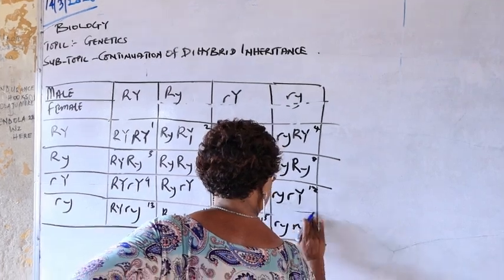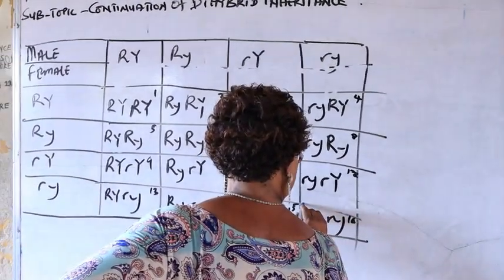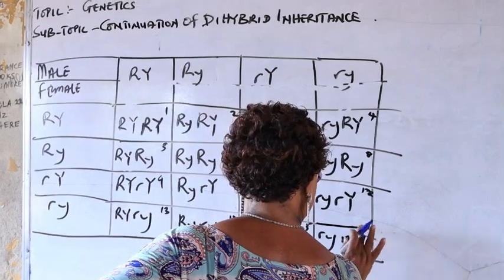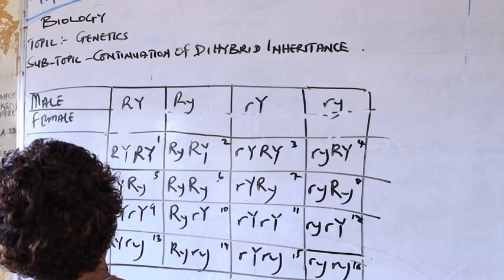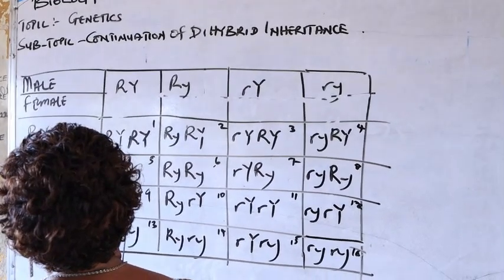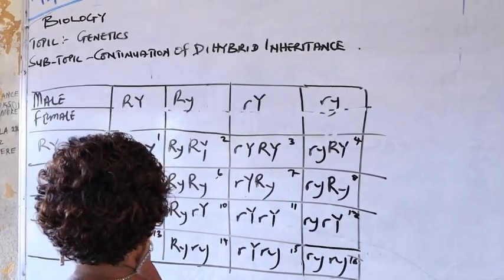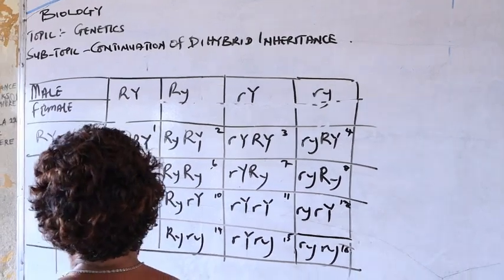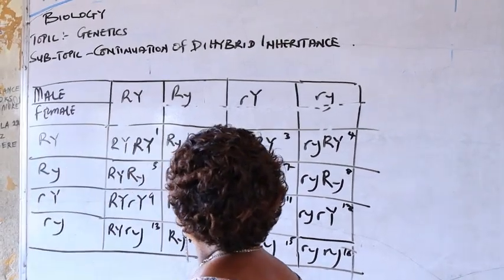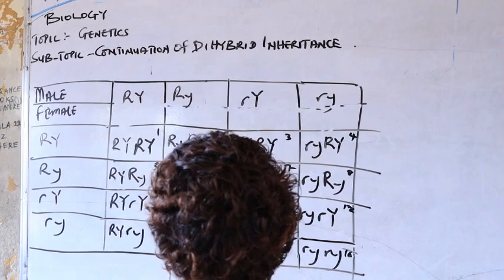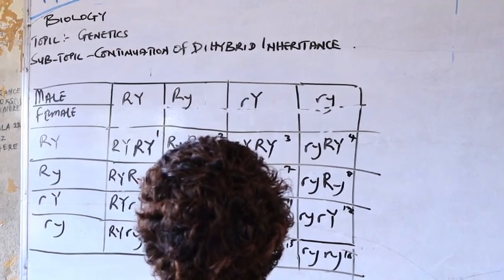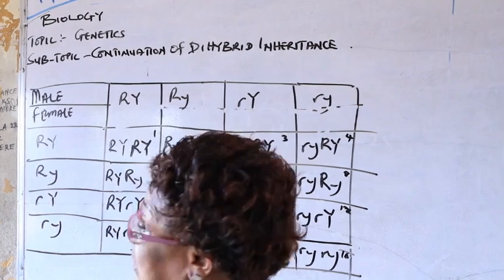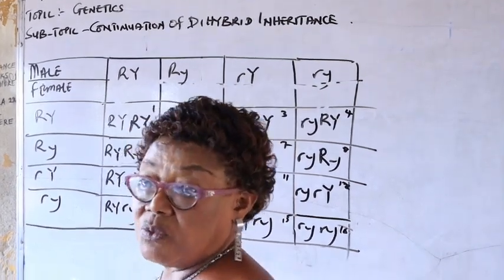So this is dihybrid inheritance. So how many round records do we have? What's the total? What do we have?